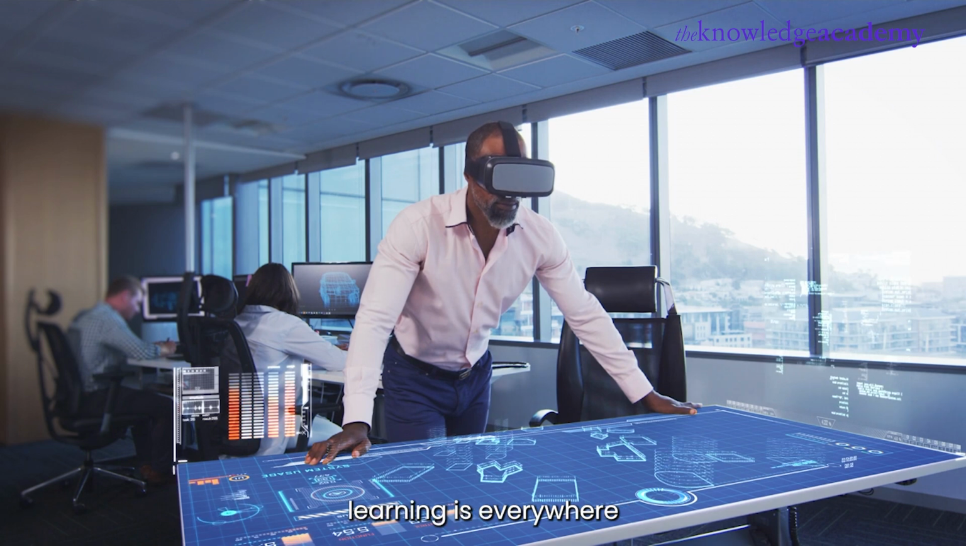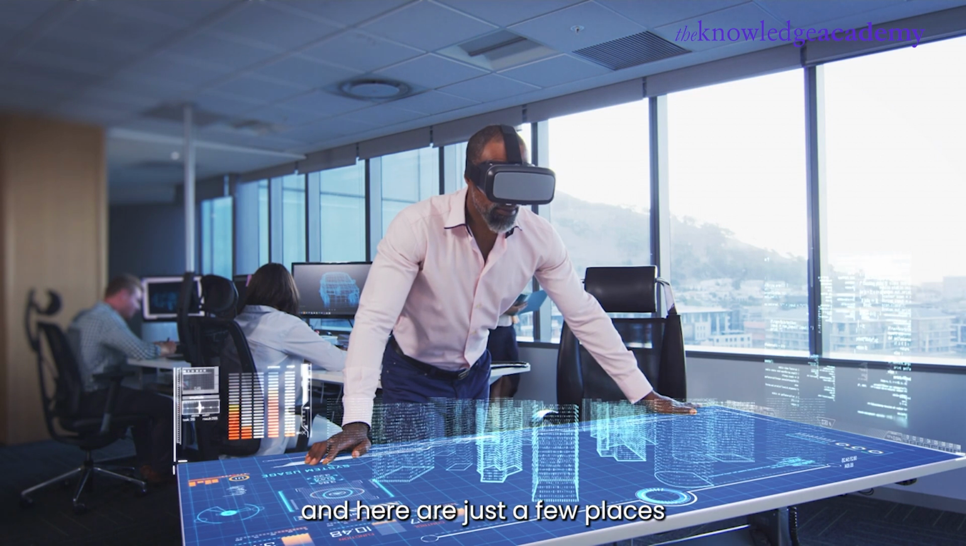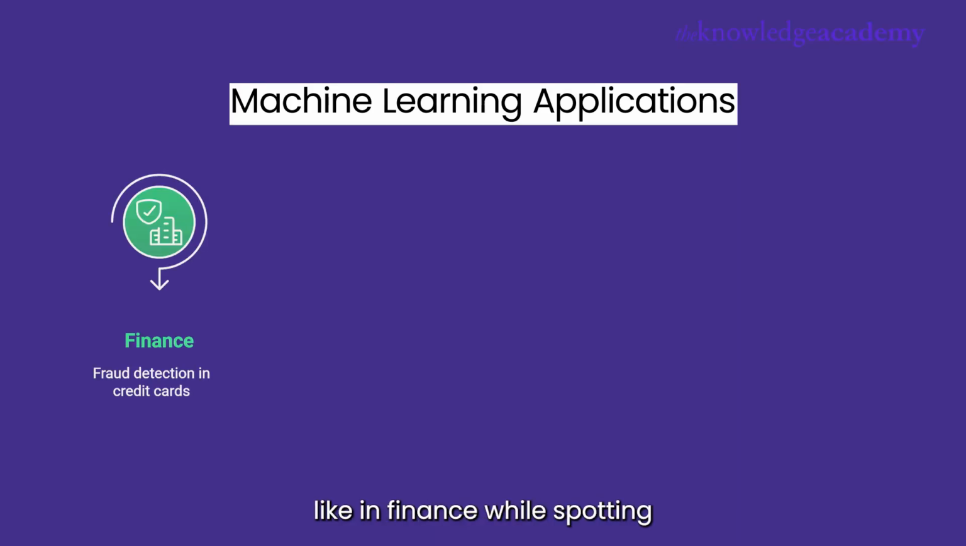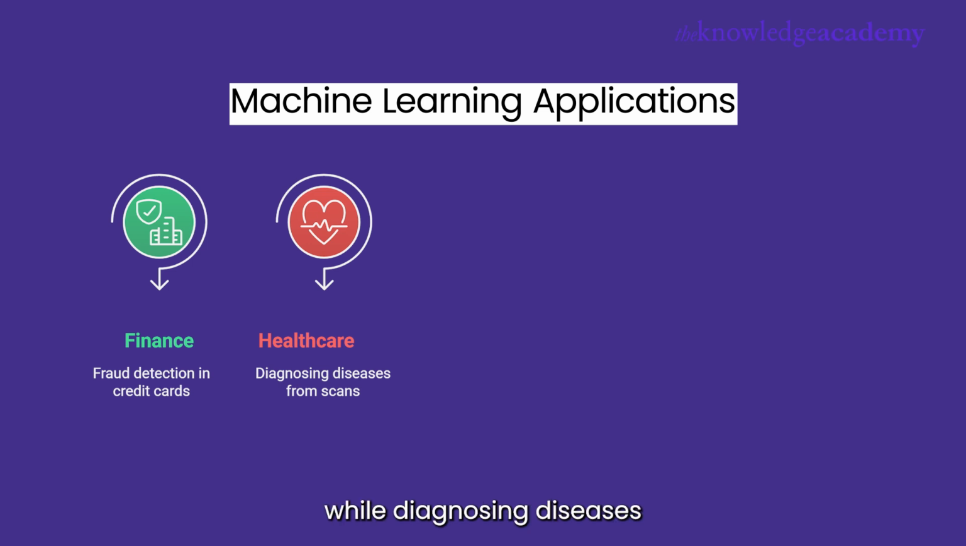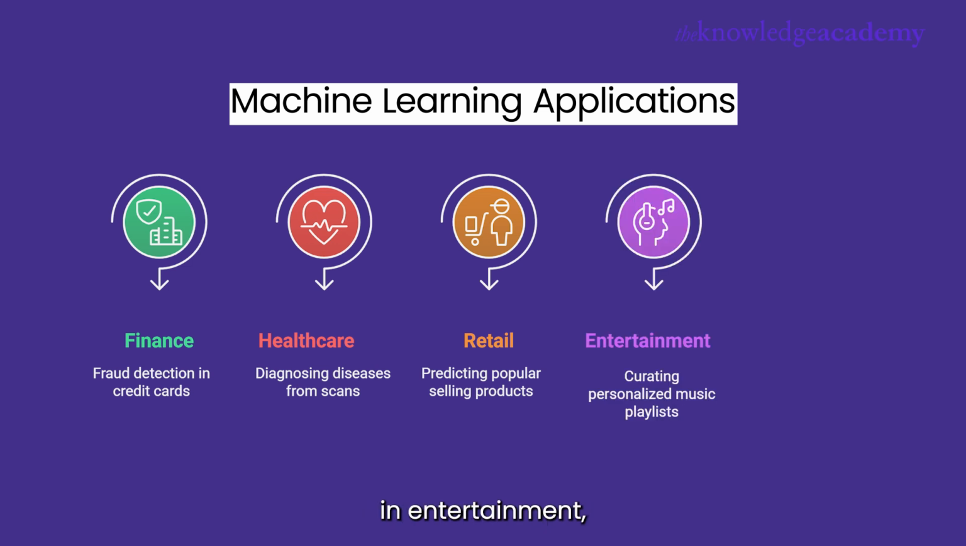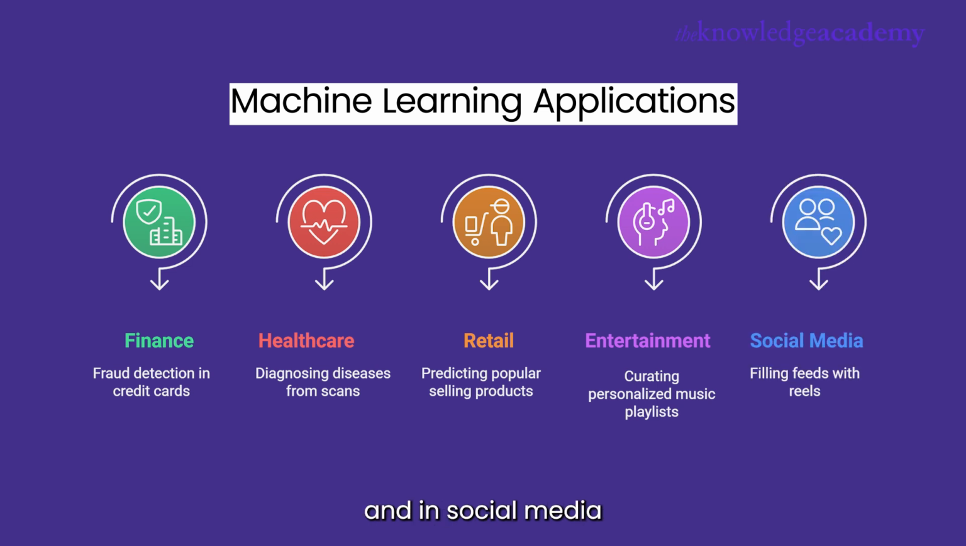As you all know, machine learning is everywhere. And here are just a few places it's hiding in plain sight. Like in finance while spotting credit card fraud, in healthcare while diagnosing diseases from medical scans, in retail while predicting hot-selling products, in entertainment while curating your perfect Spotify playlist, and in social media while filling your feed with irresistible reels.